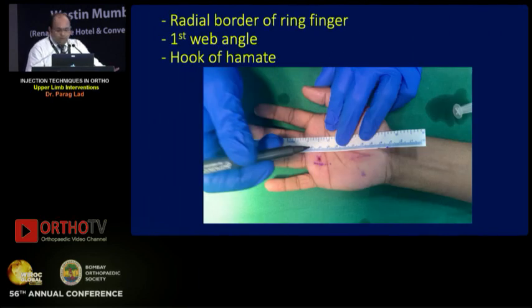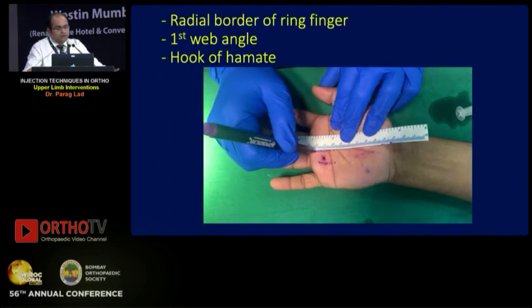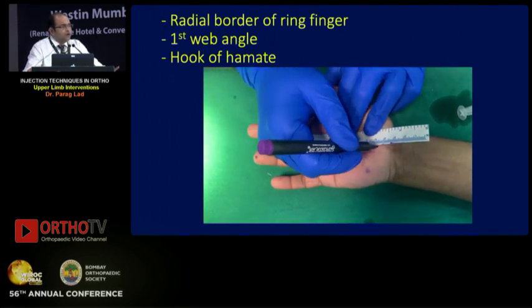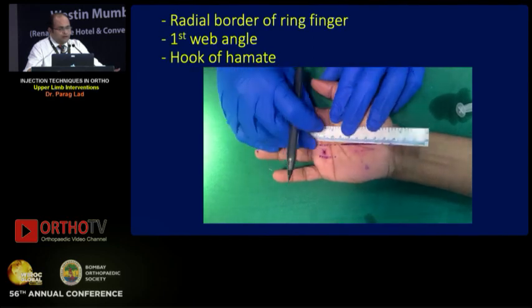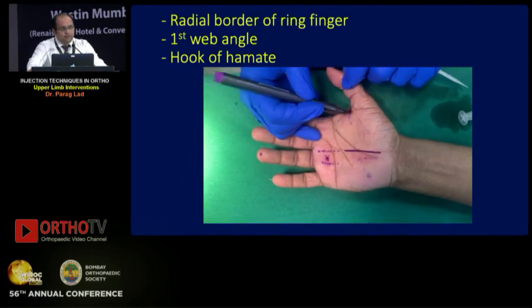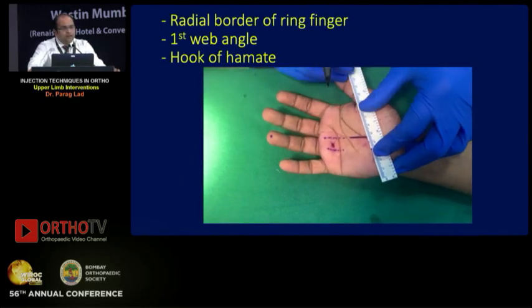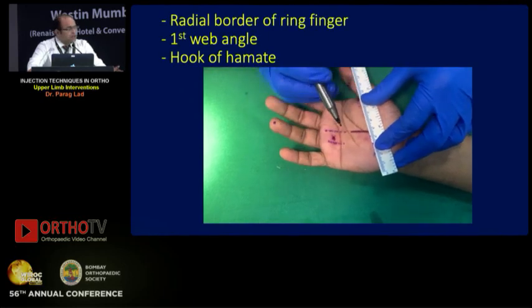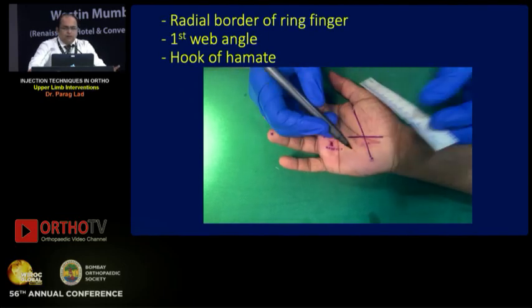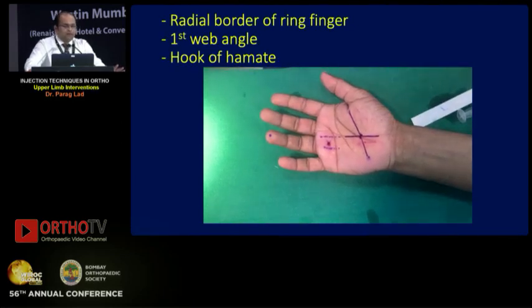Then you look for the radial border of the ring finger. The purpose of marking the radial border of the ring finger is that if you use any border from the middle finger, the chance of damaging the thenar motor branch with the injection is very high. Then you mark a point at the hook of hamate and the first web space. This is the exact location where you should give the injection for carpal tunnel.